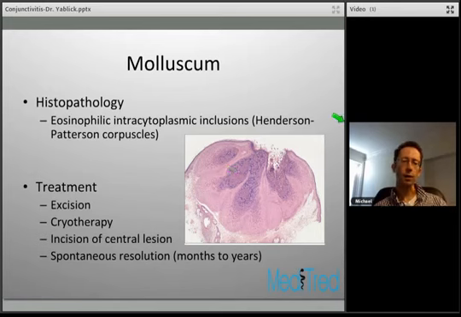To treat molluscum, you can either excise the lesions, you can perform cryotherapy, you can incise the lesion, or you can wait for them to spontaneously resolve. However, this can take months to years.